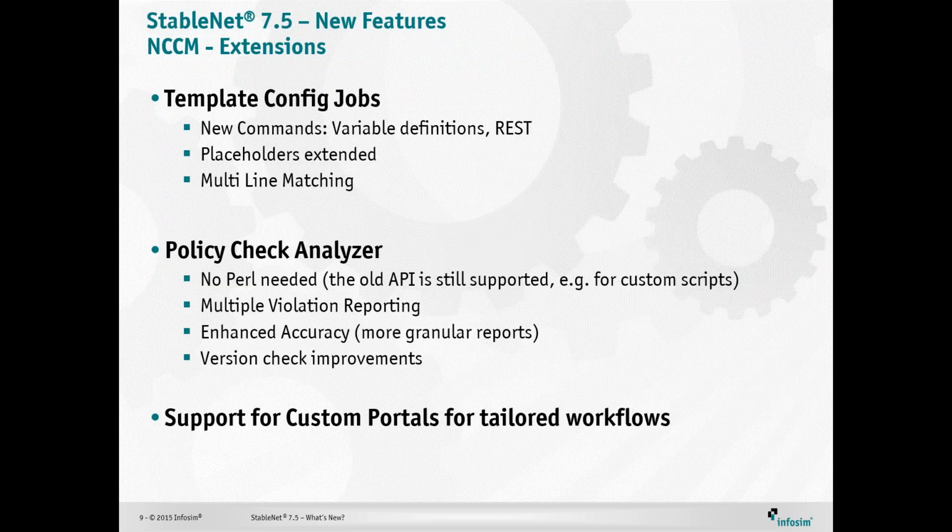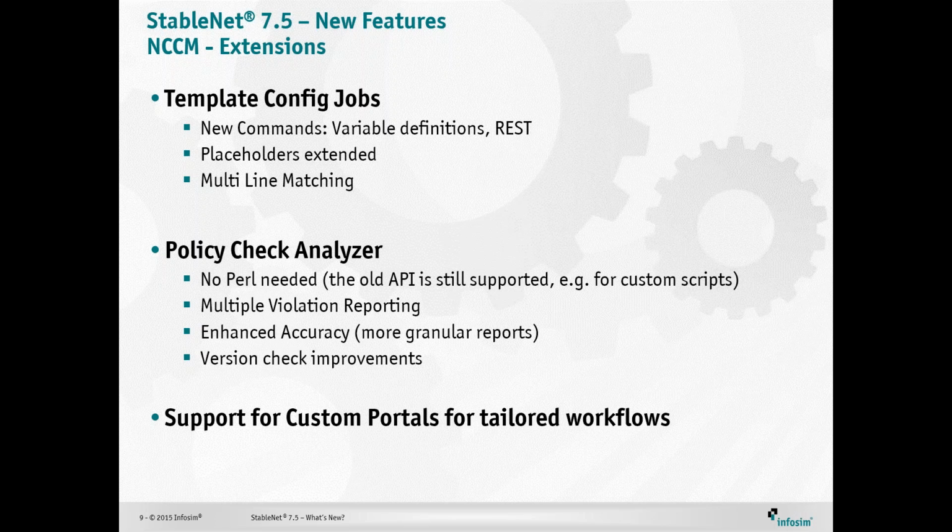The next feature I want to show you is the NCCM extension. NCCM is our network configuration and change management, which has been greatly extended and enhanced in StableNet 7.5. The first extensions are in the template config jobs. We added new commands, meaning here in the XML file you can use new commands. For example, you can define variables for loops or for processing. You can add RESTful commands by adding XML REST parts or XML REST metadata or even other REST data embedded in the XML structure of the config jobs.